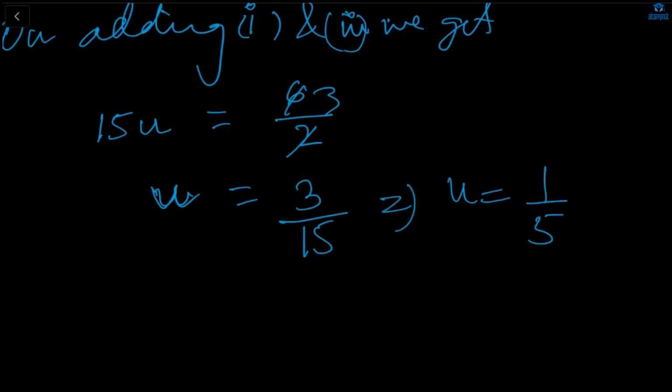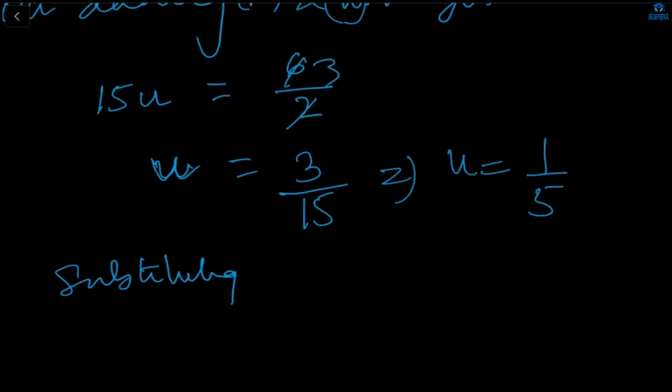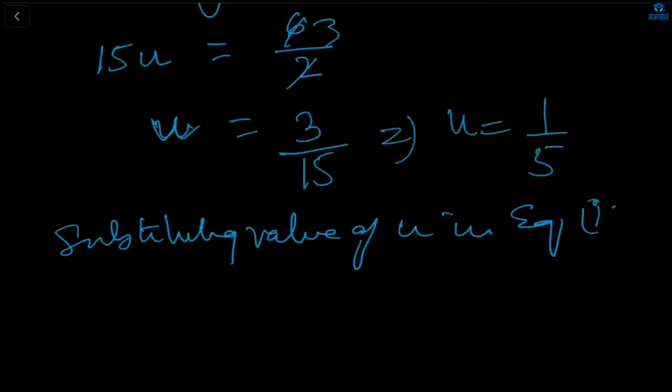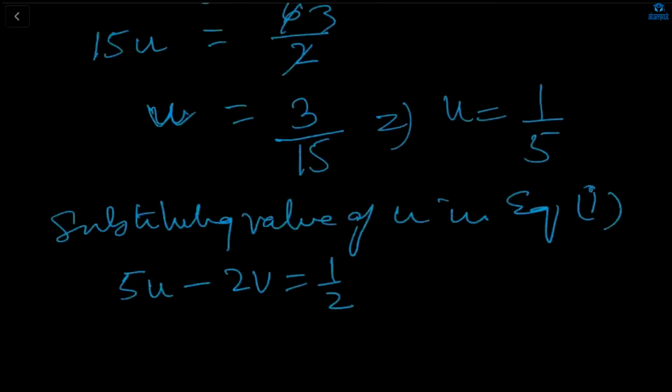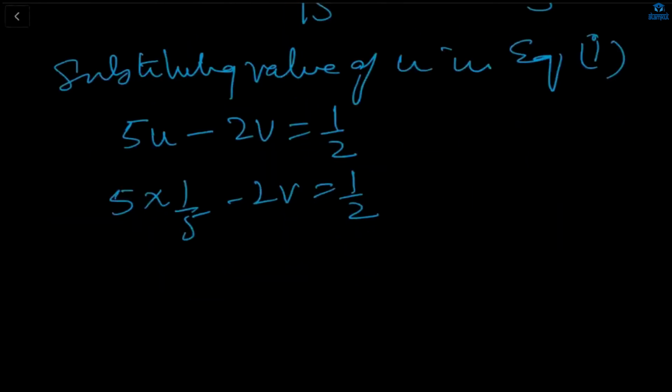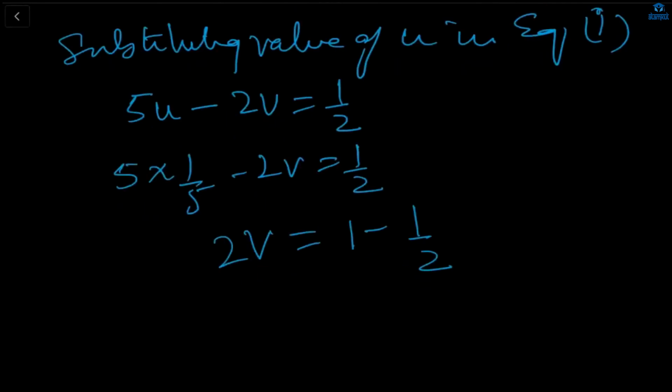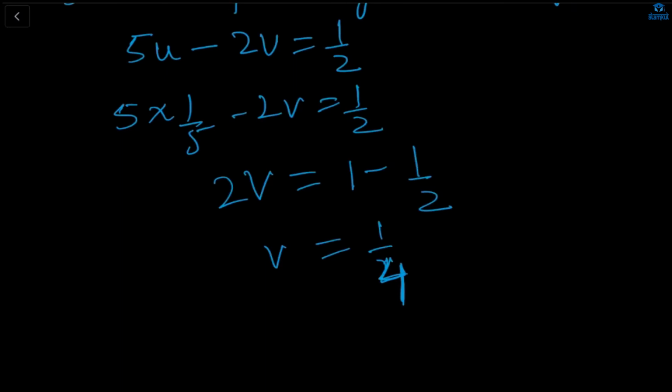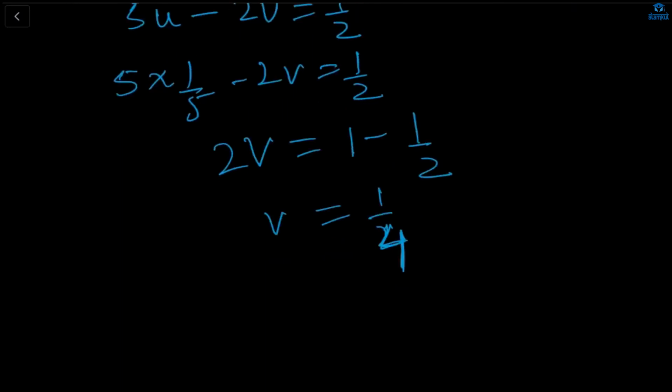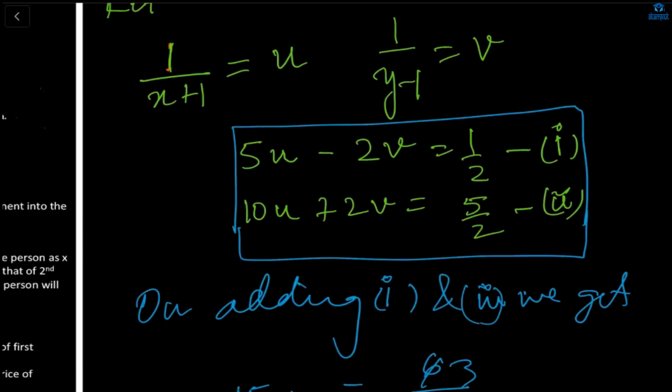Okay. Now we are going to substitute this value of u in the equation. You can put the value of u in any of the equations. I am putting it in the first. So it will be 5u minus 2v is equal to 1 upon 2. So u value is 1 upon 5, so 5u will be 1. So v is equal to 1 by 4. Okay, so what you got? 1 upon 4. Understood?